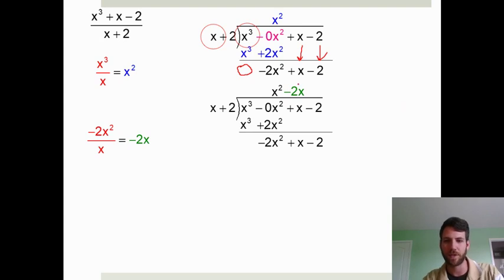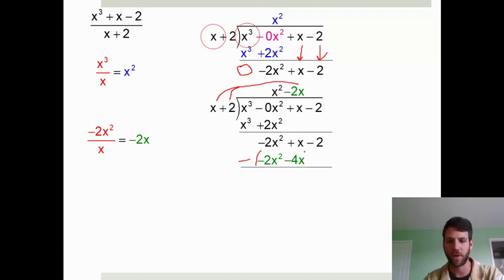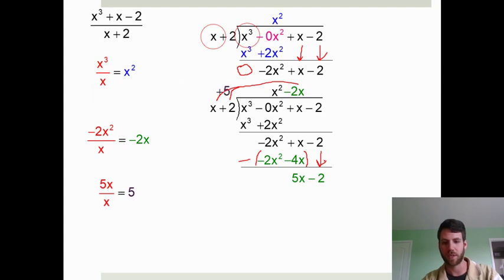And then negative 2x times both of these two terms, x and 2, gives us negative 2x squared and negative 4x. And then we're going to subtract both of these from what's above it, and we get the first one to be 0, a 5x from the second one, and then the negative 2 gets brought down. But then we need to complete this process one more time.